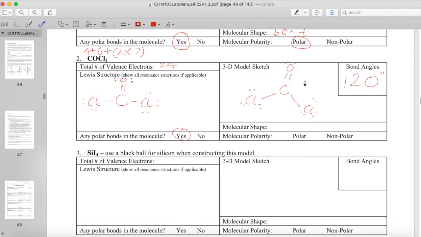Again, if you're one of my students, don't stress about drawing it this way. I'm mostly looking at your Lewis structure to make sure you have the right number of electrons and everything's meeting the octet rule. What's the shape of this?